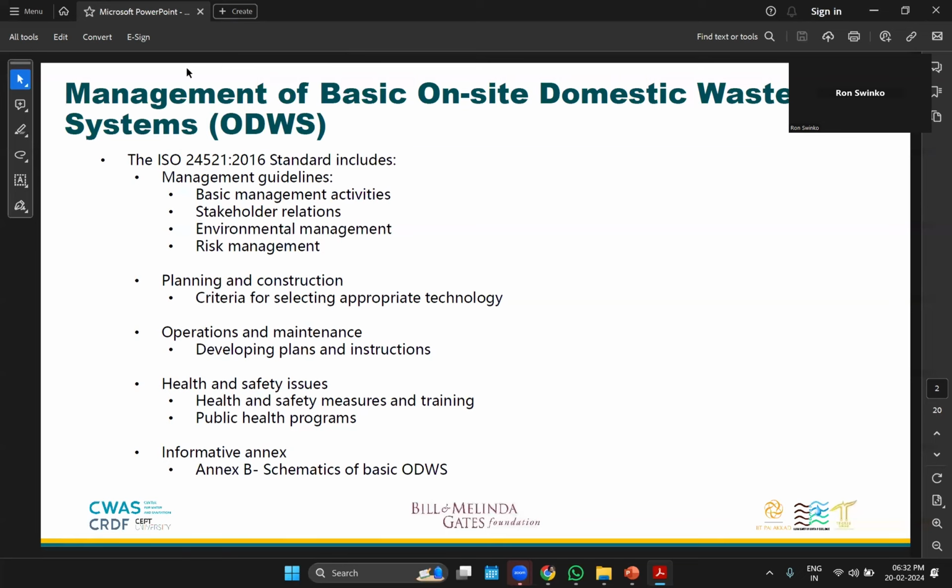The Annex B, as Mr. Cate thoroughly discussed, includes the schematics of basic on-site domestic wastewater systems. And in fact, the new standard will also include many more advanced technologies as well. Next slide, please.